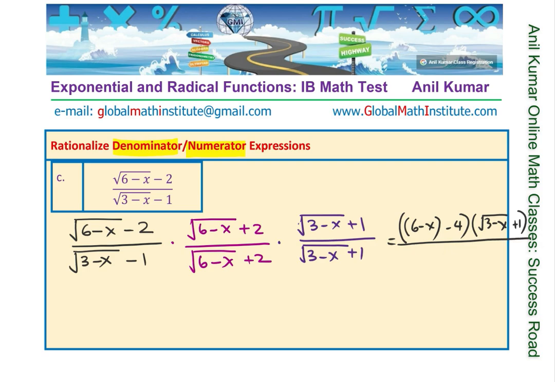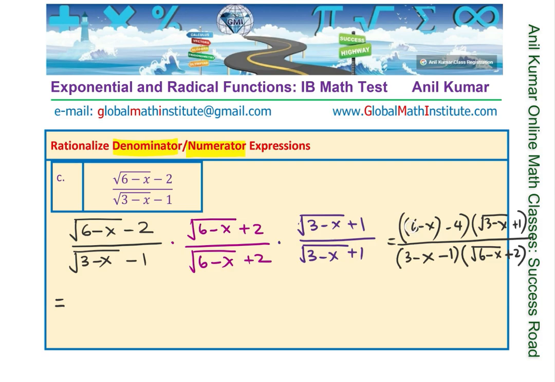And in the denominator, now when we multiply, we have 3 minus x and minus square of 1, which is 1, times square root 6 minus x plus 2. Okay, so now it seems as if we have complicated the expression more than required, right? Let's see. How does it work?